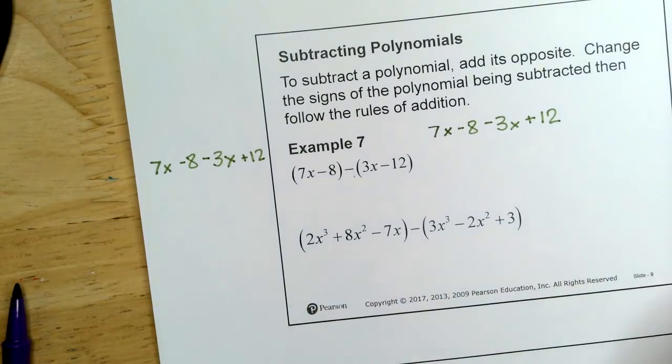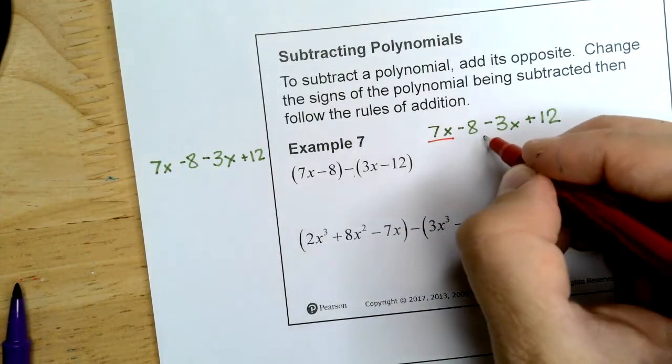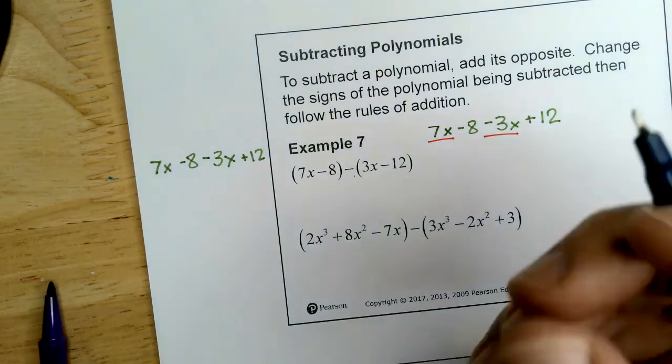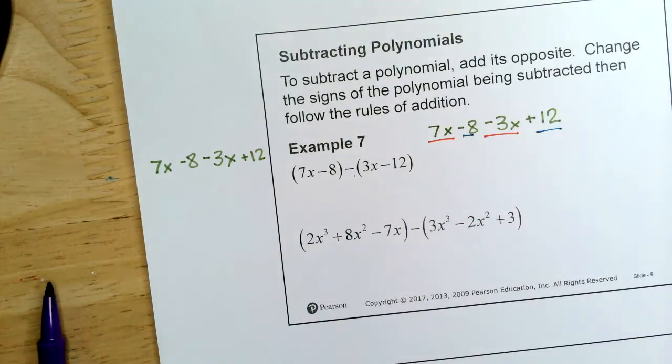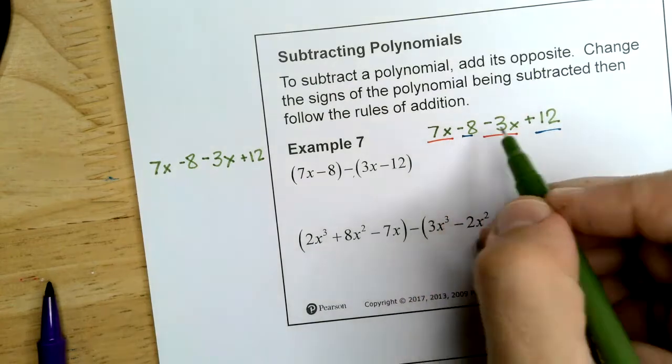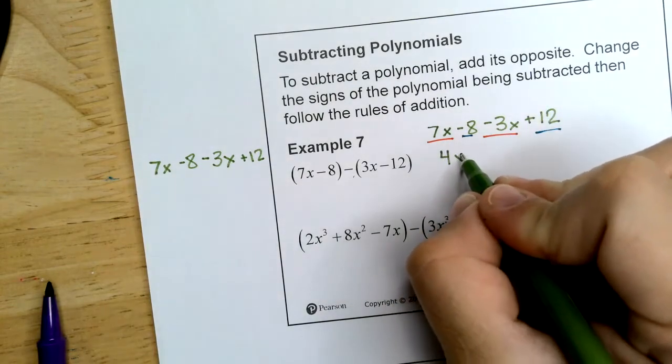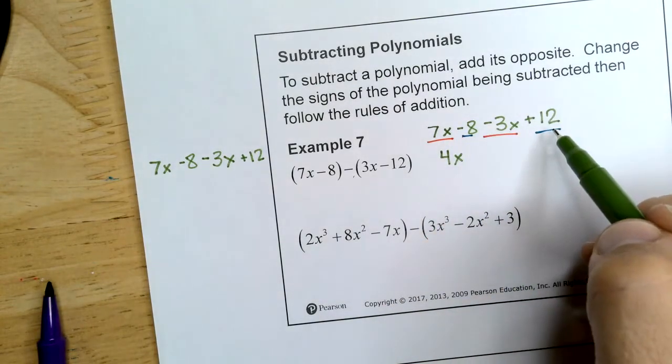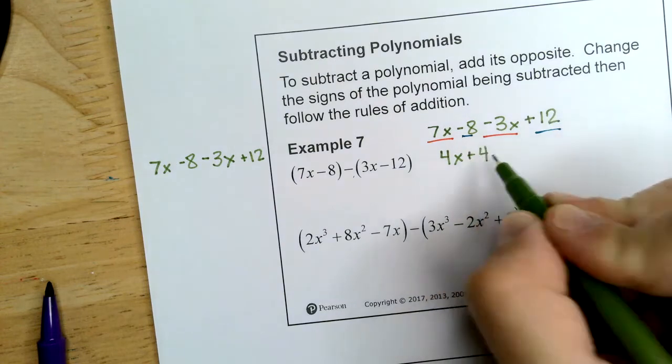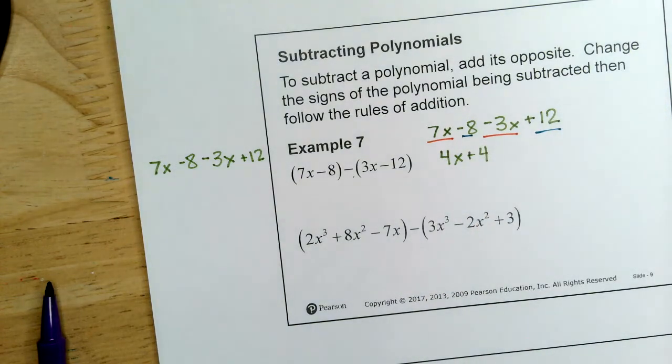And then you just follow the rules of addition. So we still have some like terms, 7x and -3x, and then -8 and 12. So 7 minus 3 is just 4x. -8 plus 12 is plus 4. 4x plus 4.